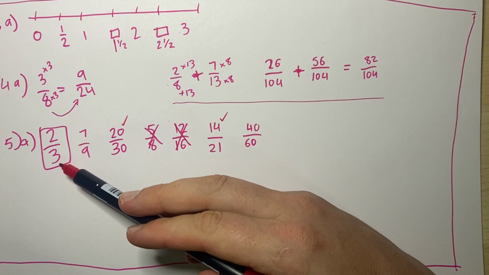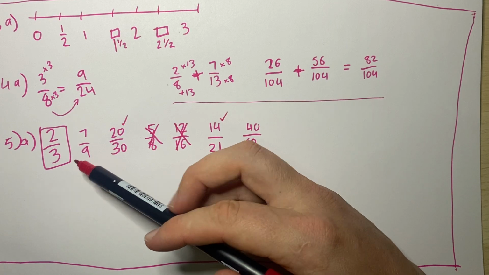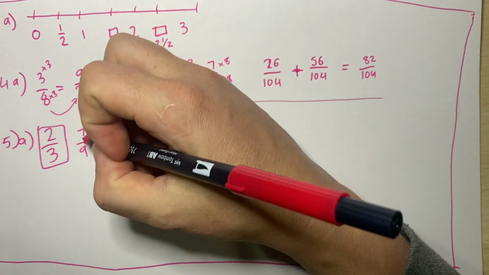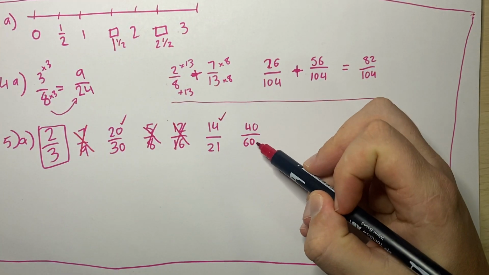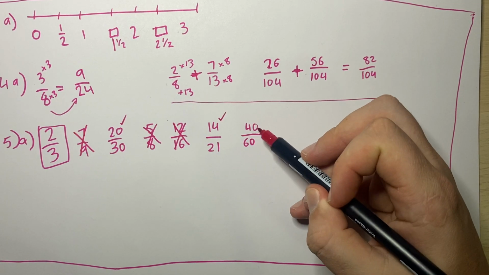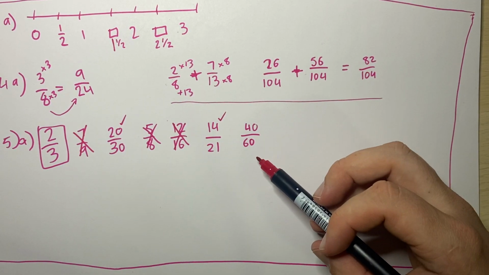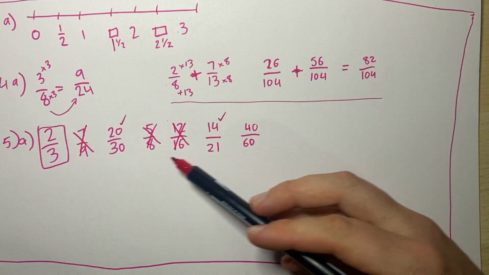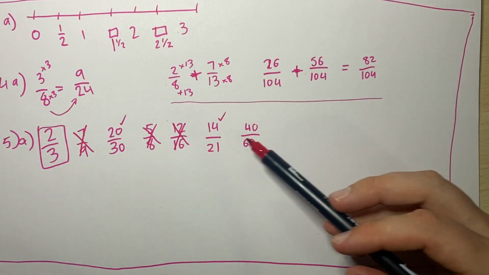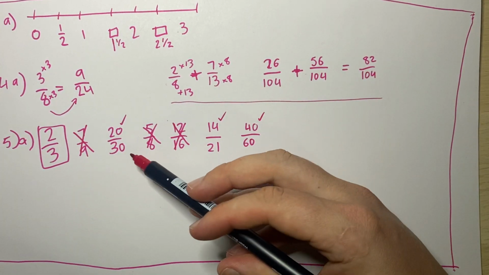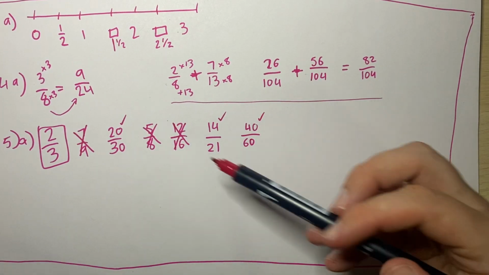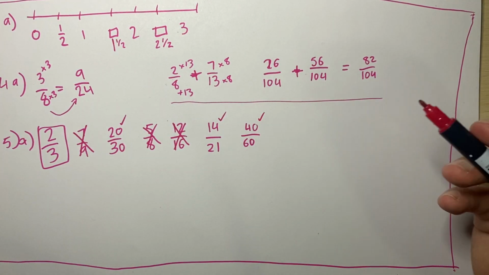Over here, 3 times 3 equals 9, 2 times 3 equals 6, so that's not an option. And over here, that is, again, an extension of this one. So 3 times 20 equals 60, 2 times 20 equals 40. So these three options are equivalent fractions, these three are not.